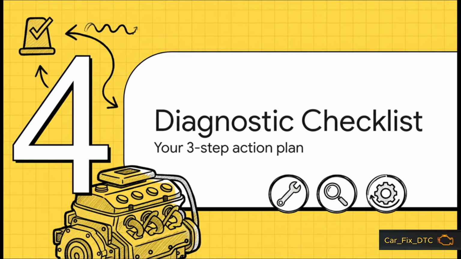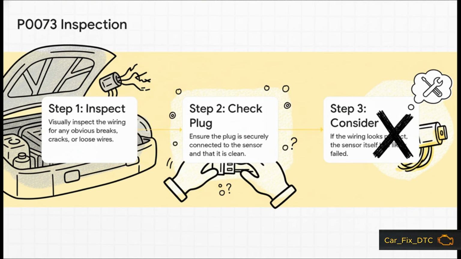Okay, enough with the theory. Let's get our hands dirty. Well, figuratively at least. I'm going to give you a super simple 3-step action plan you can follow to track this thing down yourself. Here we go. Step 1. Just use your eyes. Pop the hood and find that AAT sensor. It's usually somewhere behind the front grille. Look at the wires around it. Do you see any obvious cracks, frayed bits, or green, crusty corrosion?